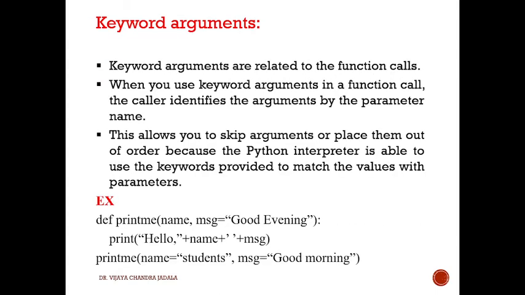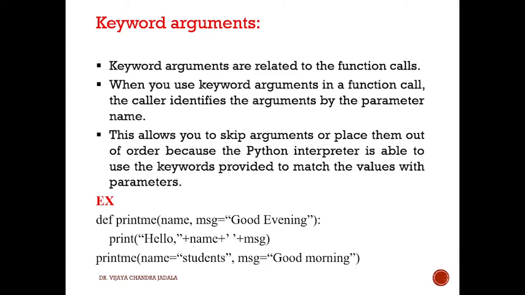Next comes the keyword arguments. Keyword arguments are related to the function calls. When you use a keyword argument in a function call, the caller identifies the argument by the parameter name. This allows you to skip arguments or place them out of order because the Python interpreter is able to use the keywords provided to match the values with the parameters.